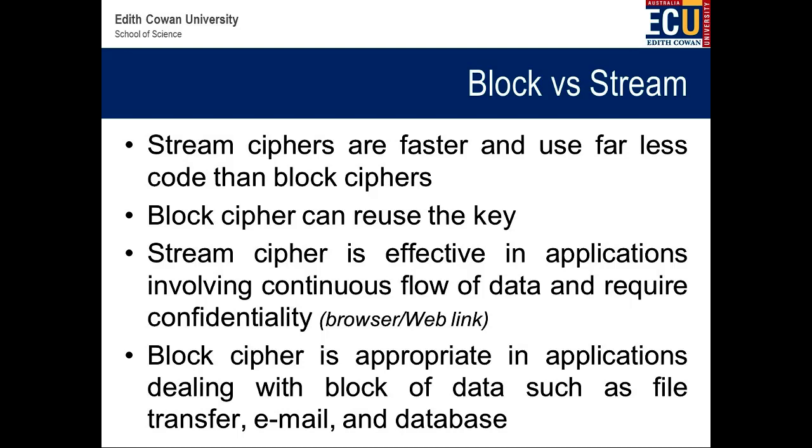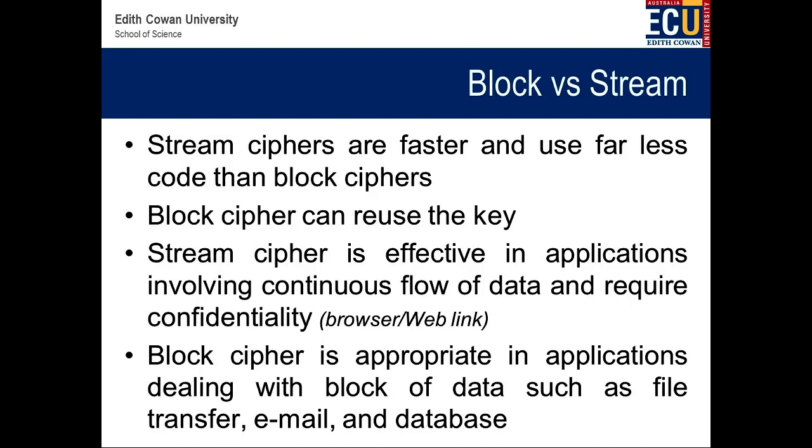If we have to draw a comparison between block cipher and stream cipher, stream ciphers are faster and use far less code than block ciphers. This is the advantage of having stream cipher over block ciphers. Whereas in block cipher, you can reuse the key. In stream cipher, it is not possible to reuse the key, because you have got a stream of keys and you generate those keys at random. So the key cannot be reused in subsequent messages, whereas in block ciphers, we can reuse our key.